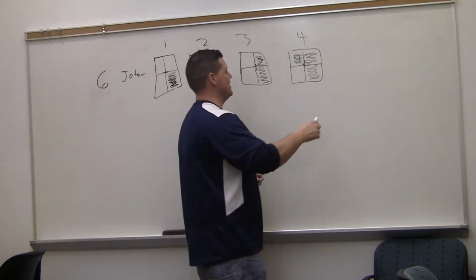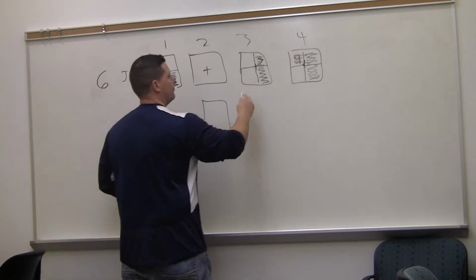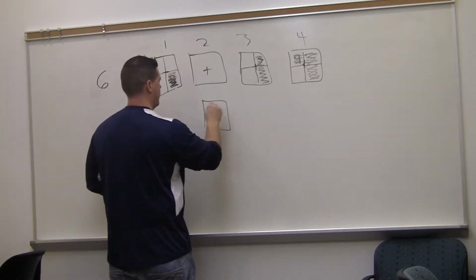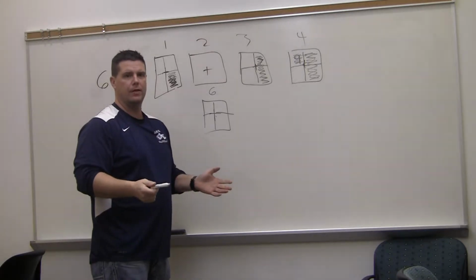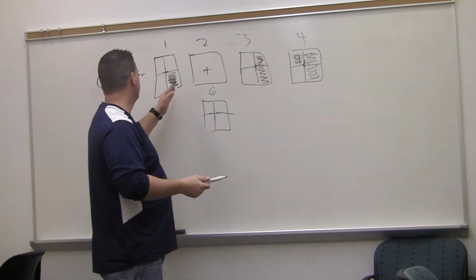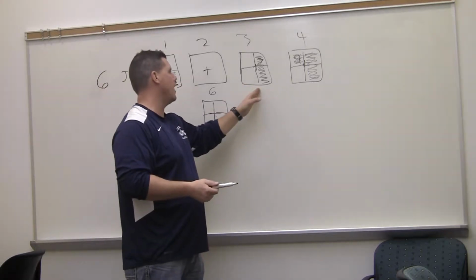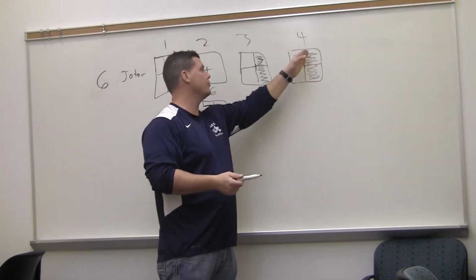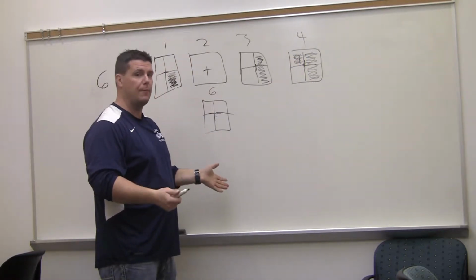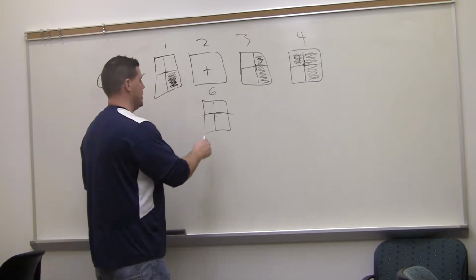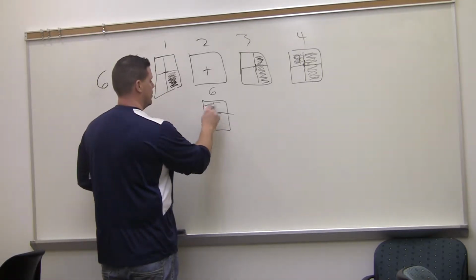And let's say in the 6th inning, he hits a home run. So for a single, you shade in 1 box. For a double, you shade in 2 boxes. For a triple, you shade in 3 boxes. So for a home run, you would shade in how many boxes? 4, because he touched all 4 bases.